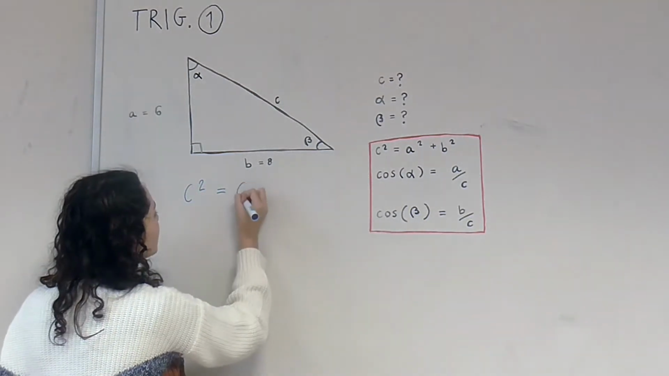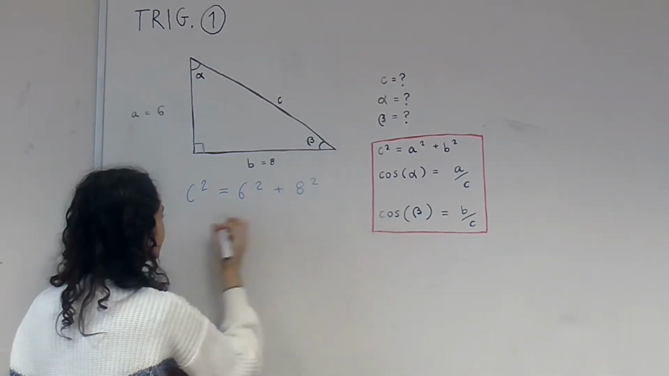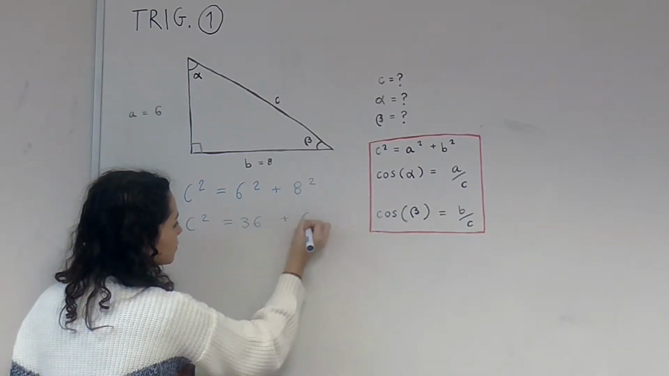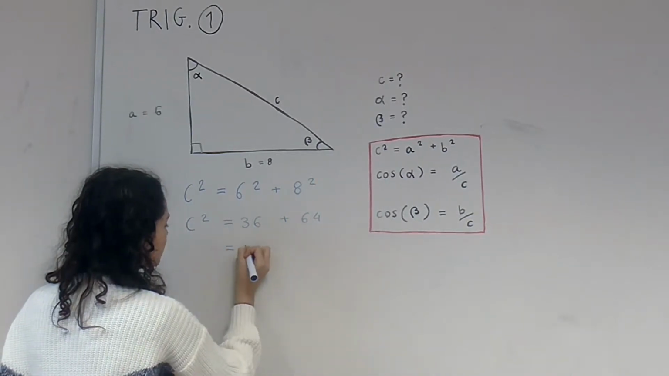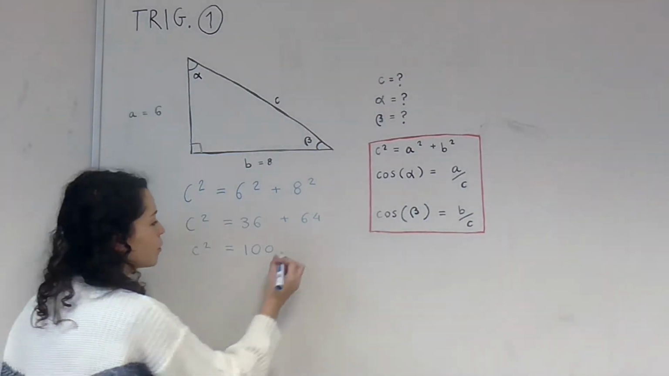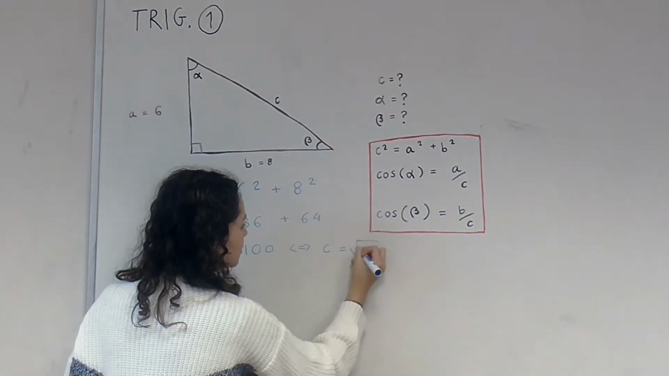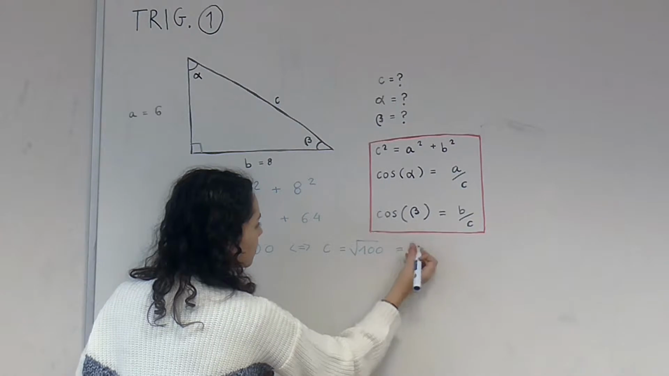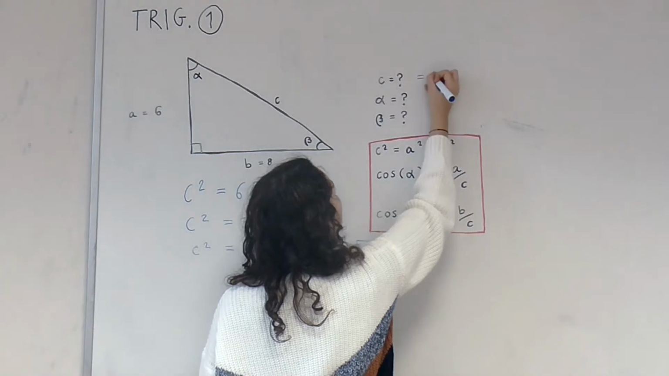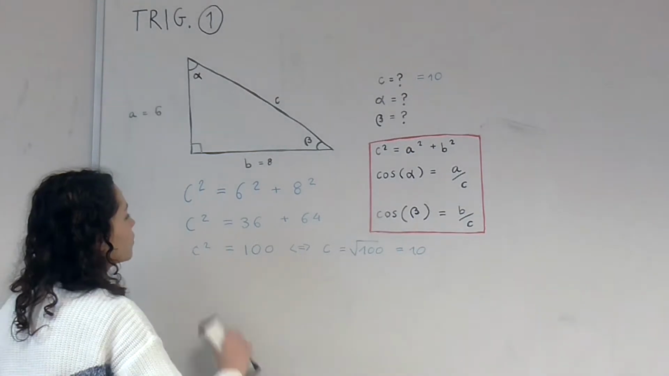So I'm just going to plug in those values. We know that our A is equal to 6 and our B is equal to 8. But of course, this value here is for C squared, so now we have to do the square root of that. Which is just equal to 10. So I'm just going to put that value over here. And I'll erase this to make more space.